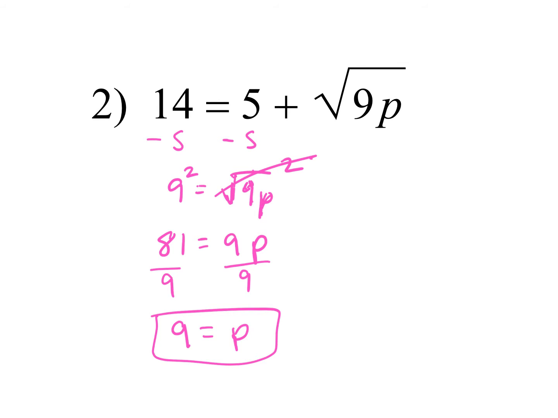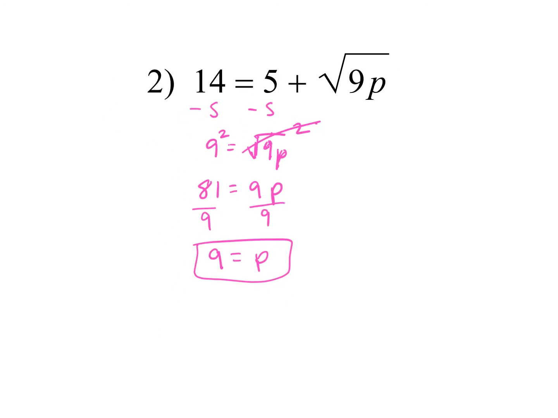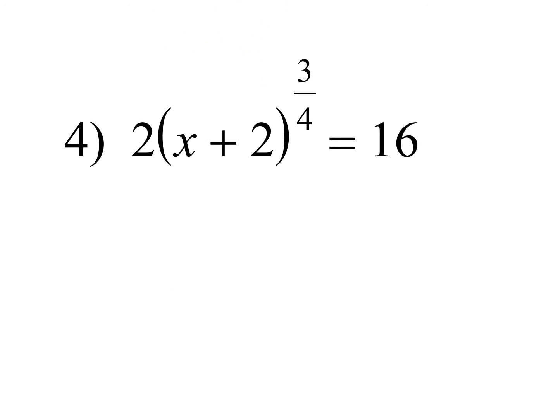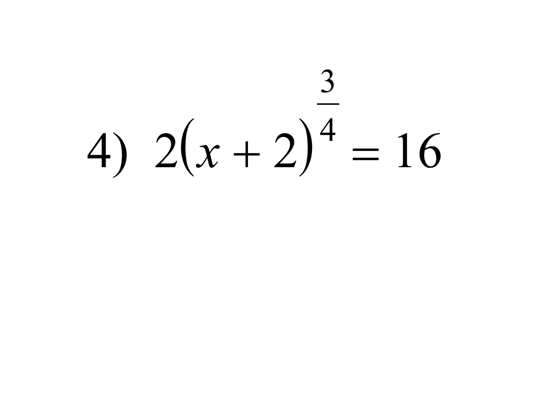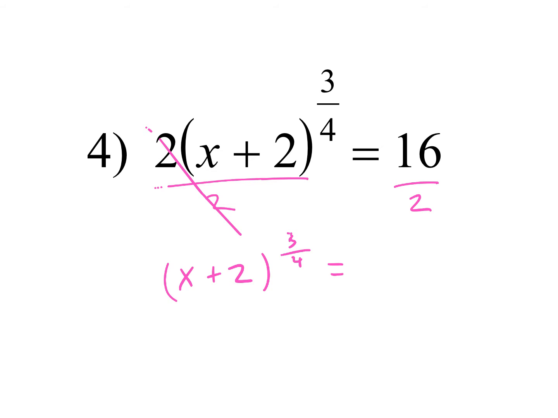Any questions on this one? Number 4. What do we need to do first? Divide by 2. So it cancels out on the left. We have (x + 2) to the power of 3/4, and that's equal to 16 divided by 2, which is 8.